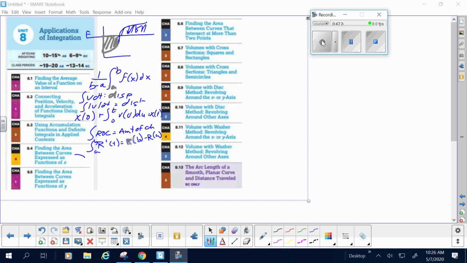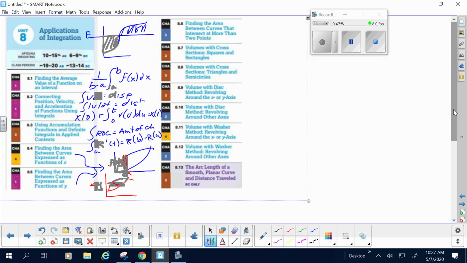Area between curves, x and y. Remember that when you have a region and you draw rectangles this way, the base is delta x, the height is f minus g or whatnot. And if you draw rectangles this way, then you're using y as the variable of integration, and it's right minus left. Remember, area should be positive: upper minus lower, right minus left makes positive.